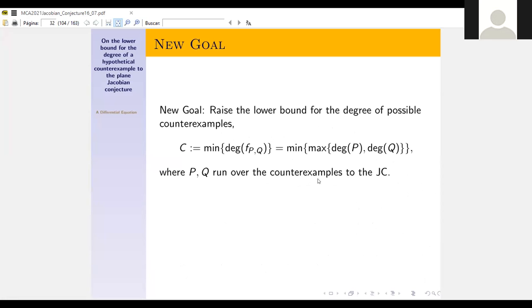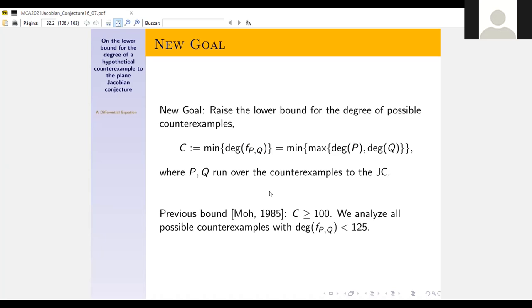So the new goal is a smaller goal, not the greatest common divisor of the degrees, but just the degree. The maximum of the degrees of P and Q is the degree of this polynomial map induced by P and Q. And we want to raise this minimum for possible counterexamples. The bound known is by Moore in 1995, it was 100. Our goal is to raise it to 125. In fact, Rodrigo, in his master thesis, raised the bound to 125. And now we are already at 108. There was a gap in his proof, so we are not at 125, but we will analyze all the possible cases until 125.